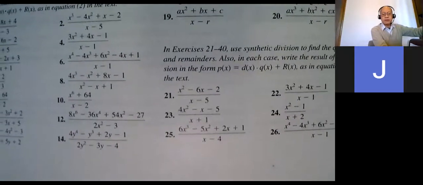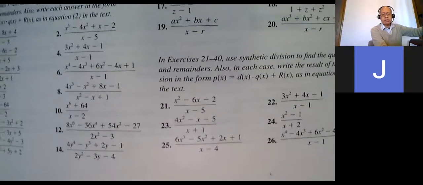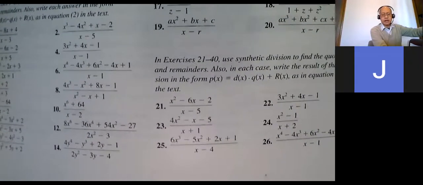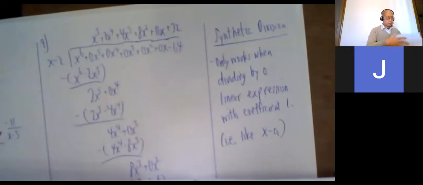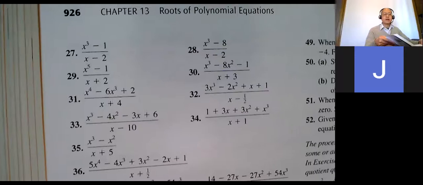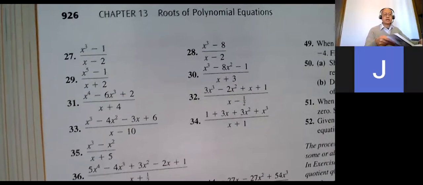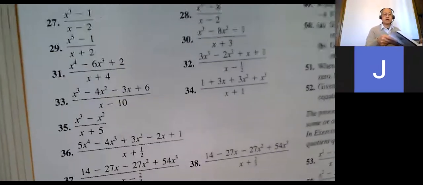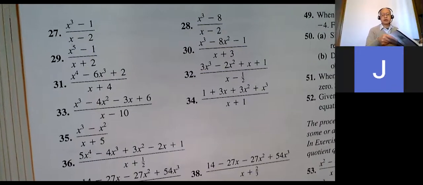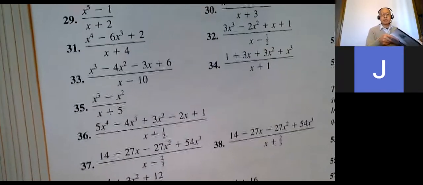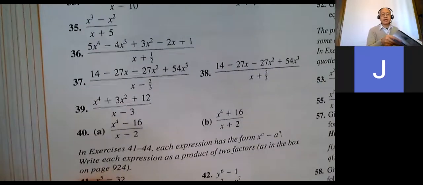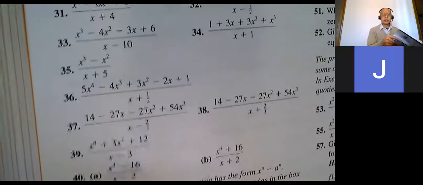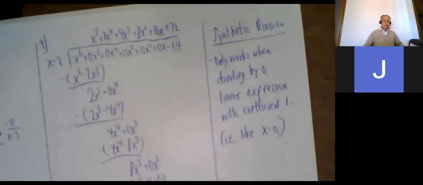So if you just casually look at the problems, I got 21 divided by x minus 5, I can do it. 23, x plus 1, I can do it. 25, x minus 4, I can do it. Okay. 27 divided by x minus 2, 29, x plus 2, 31, x plus 4, 33, x minus 10, and so on. Okay. Then we're allowed to do it. Even something bad looking like 37, you can do it. X minus 2/3. It does look in the form that I want.